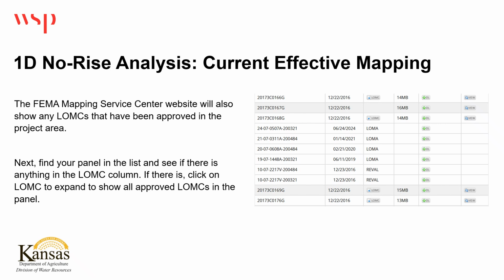And if we click on that letter of map change, if it's there, in our case it is, it'll expand out and show all of the current approved letters of map change in the panel. So we expand ours out here, we can see that all of these are either LOMAs or revalidations from the previous study, so none of them impact our project.